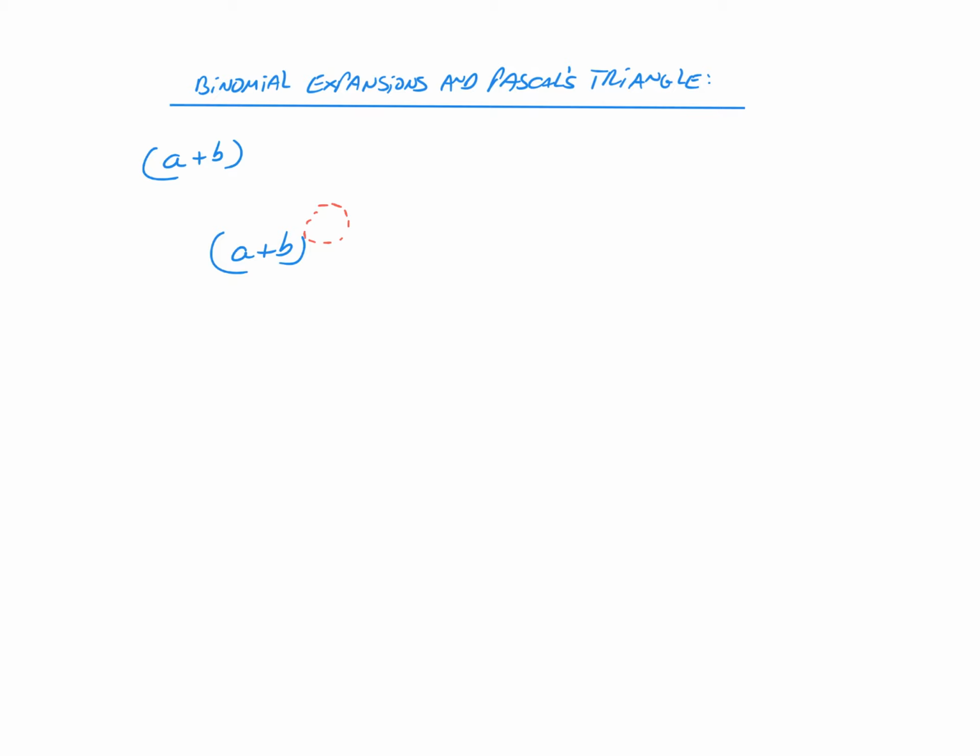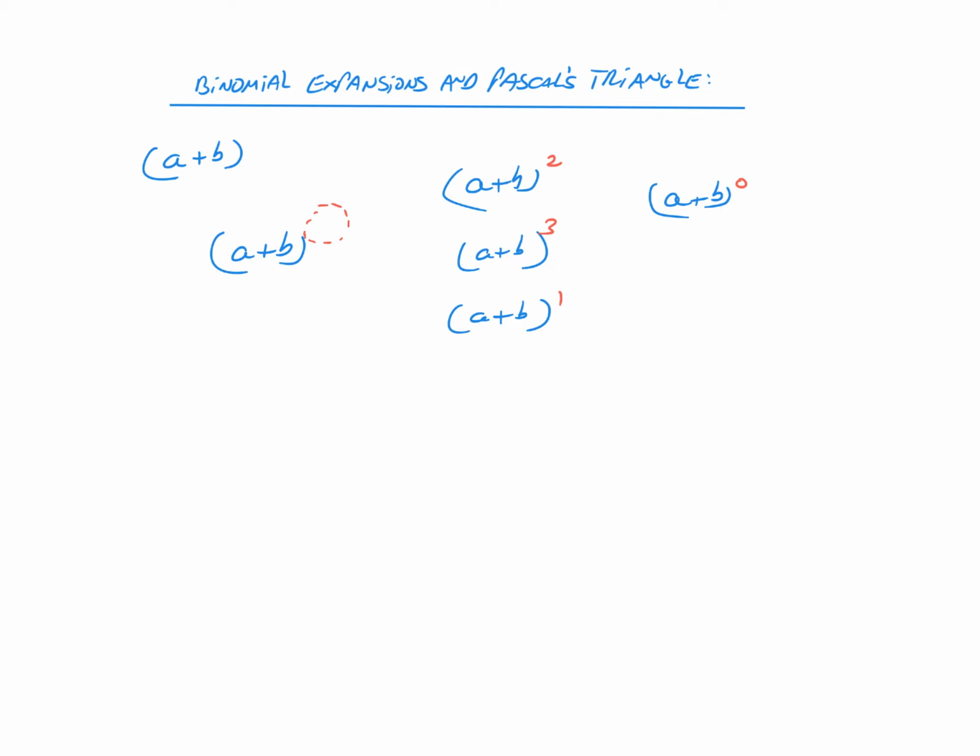So for obvious examples, we would have a plus b to the second, perhaps a plus b to the third, and then the very, very basic ones, a plus b to the first, and a plus b to the 0th. All are examples of binomial expansions. Most of these are easy to simplify algebraically. Expand really means to multiply them out.